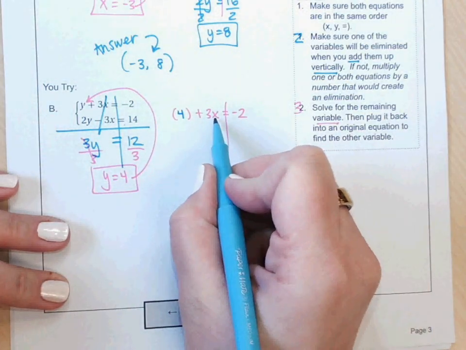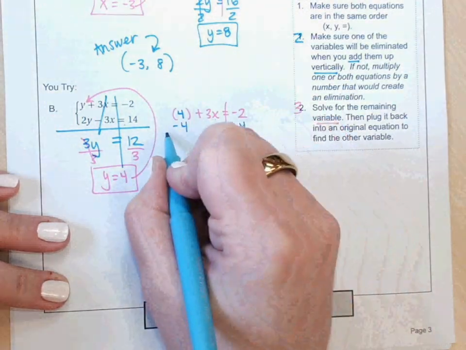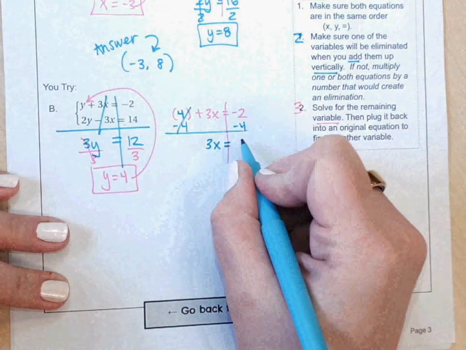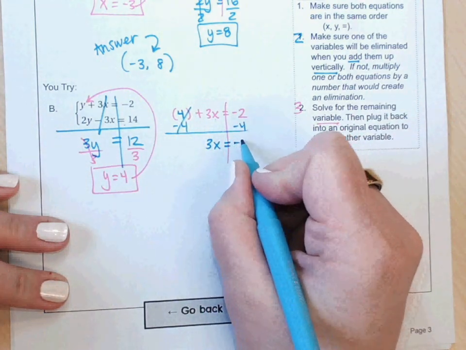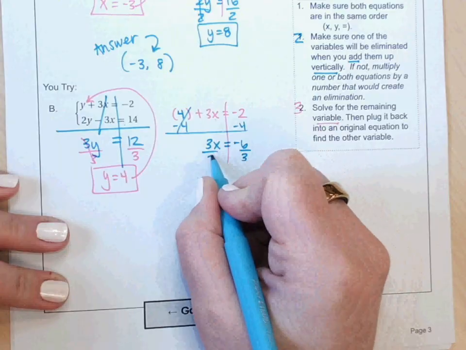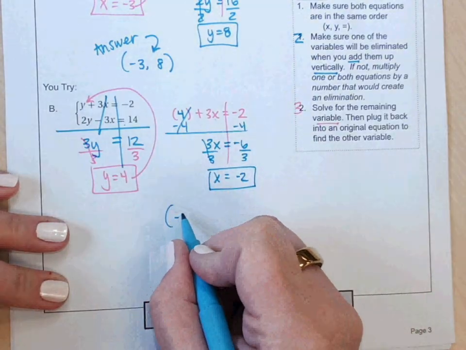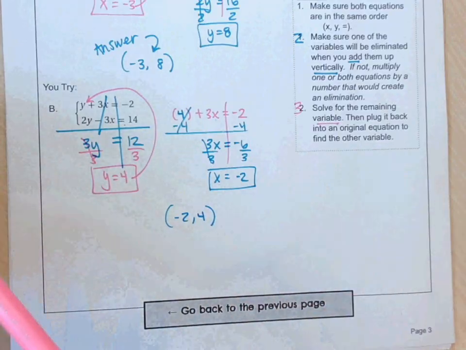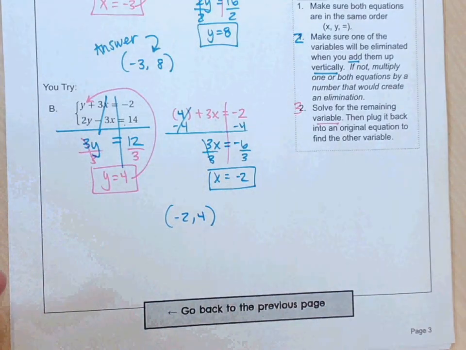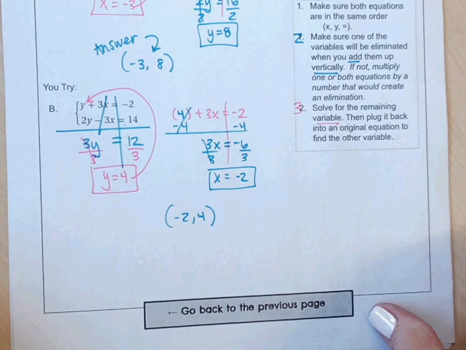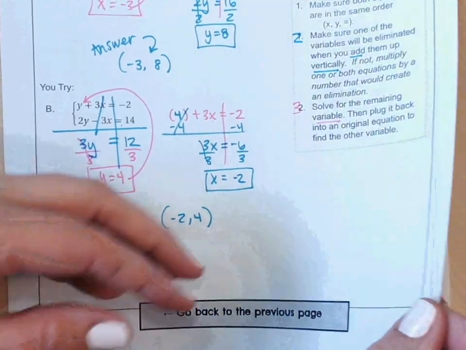I'm solving for x, so first I'm going to subtract 4 from both sides. Negative 2 minus 4 is negative 6. And my final answer is negative 2 comma 4. If I went too fast, hit pause. Rewind it. Listen to it again. Hit pause until you've caught up with your writing, and then flip to the next page.